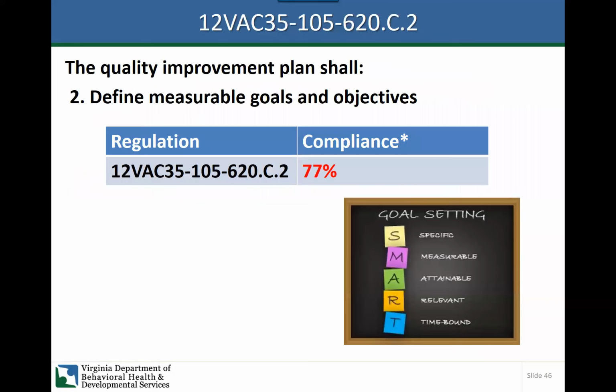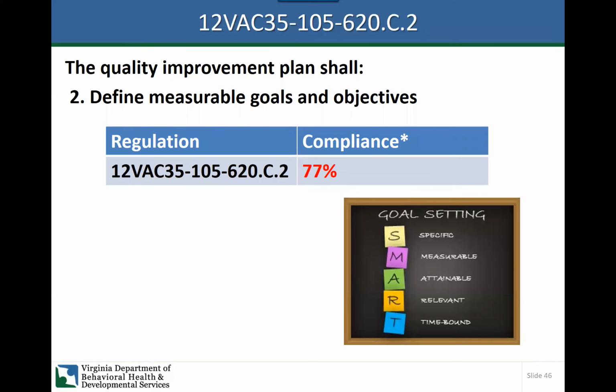The next slide for C2 says that that quality improvement plan shall define measurable goals and objectives. This was at 77%. And I encourage providers here to think about what you might already be doing in terms of writing goals. You're writing goals for an individual support plan or a treatment plan. You might utilize some of those same concepts for writing your organization's quality improvement goals and objectives. And of course, there's always the SMART: specific, measurable, attainable, relevant, and time-bound.